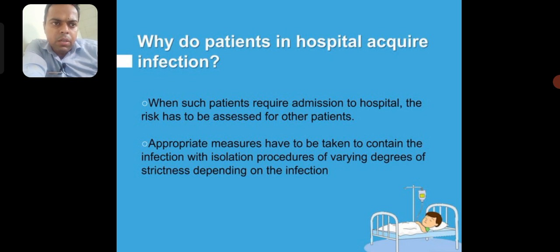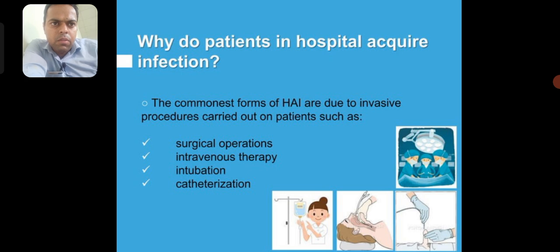Appropriate measures have to be taken to contain the infection, with isolation procedures of varying degrees of strictness depending on the infection. The commonest forms of HAI are due to invasive procedures carried out on patients, such as surgical operations, intravenous therapy, intubation, and catheterization.